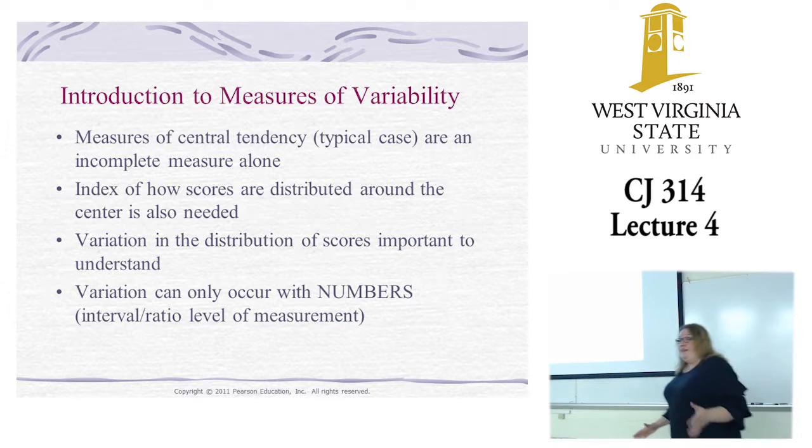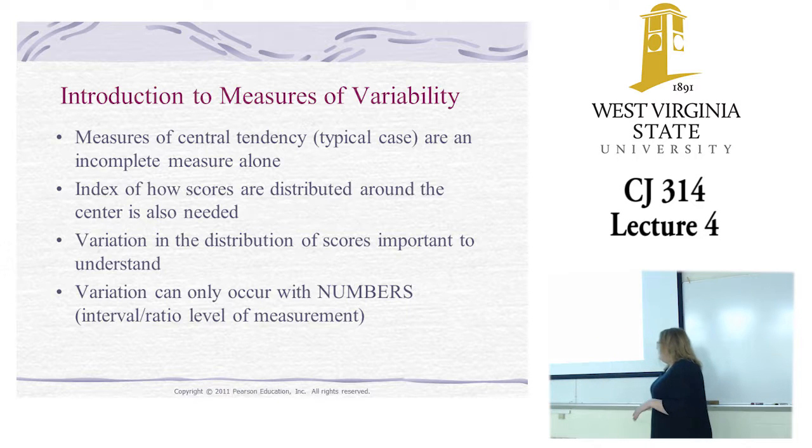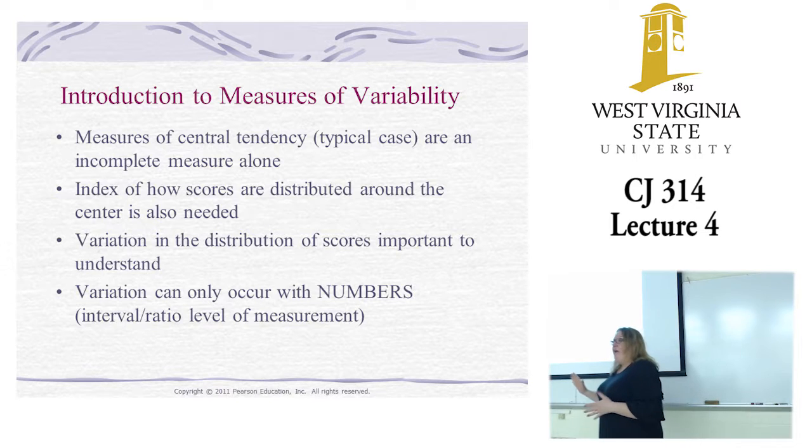So central tendency: mean, median, and mode. Remember, that's what showed us what the typical case was. What is average? Variation will tell us how scores are spread around that central point. That's what variability is. It's the distribution, or the spread of scores around a center point.